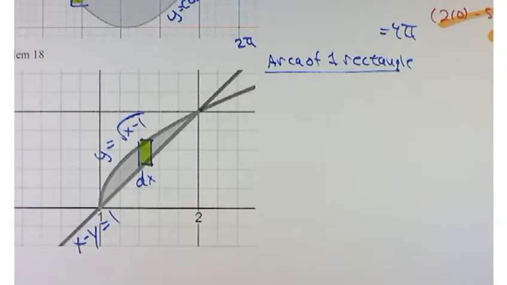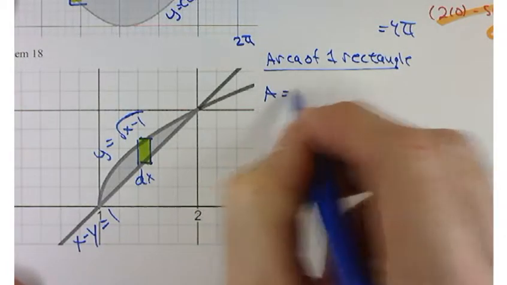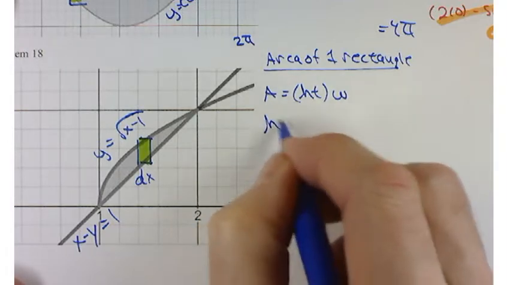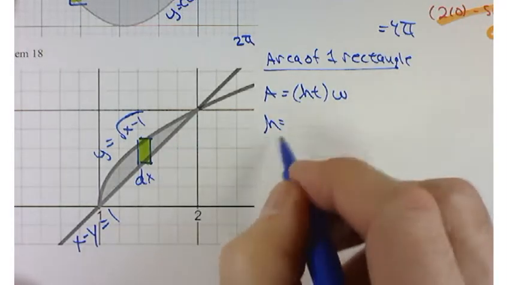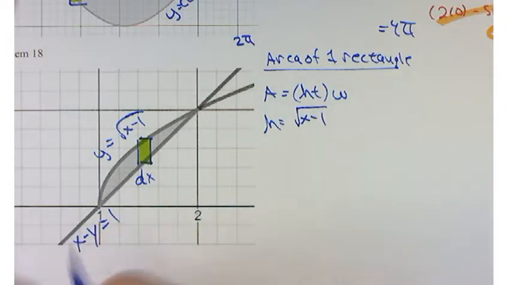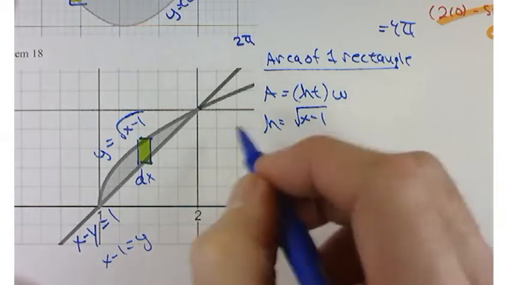Okay, so let's look at this one. I want the area of one rectangle. The area of one rectangle is going to be the height times the width. So the height is top minus bottom. That's going to be square root of x minus 1. And when I solve for y here, I get x minus 1 equals y. So it'll be top minus bottom.